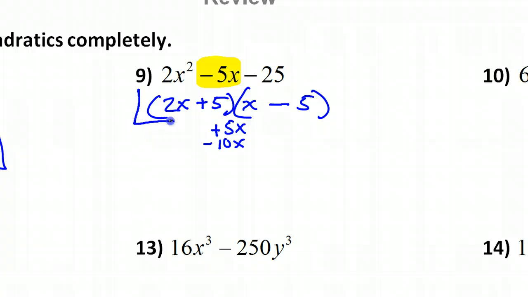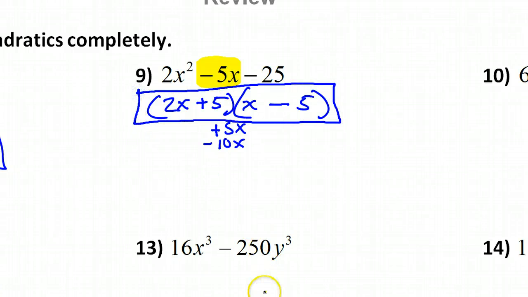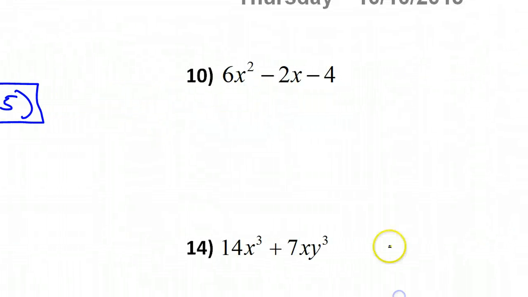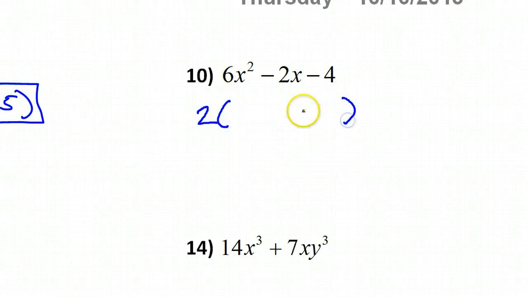Okay, looking at number 10. Look for the GCF. There is one. They're all divisible by 2, so you must bring that out. Alright, so many kids don't do that no matter how many times I say it. Always, always, always look for a common factor. So that's going to leave in here 3x squared minus x minus 2. Then you can go ahead and factor it from there.